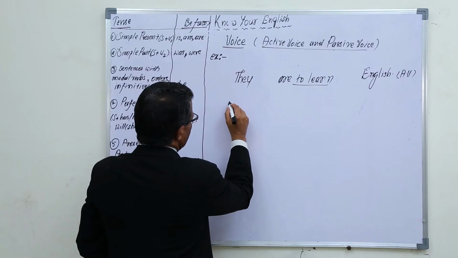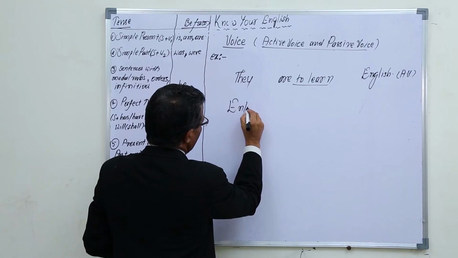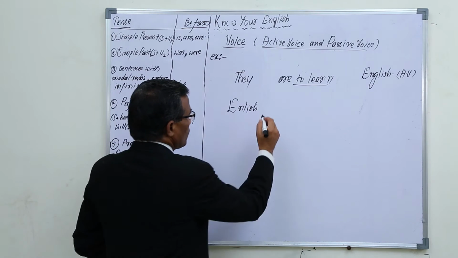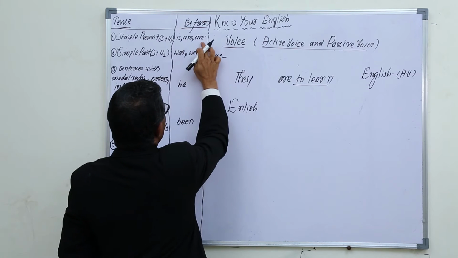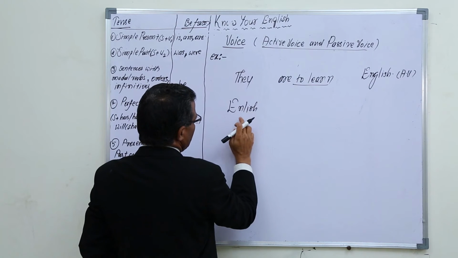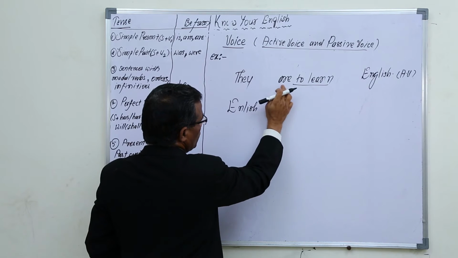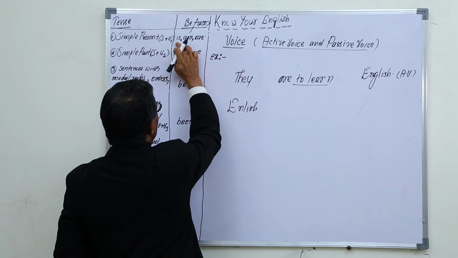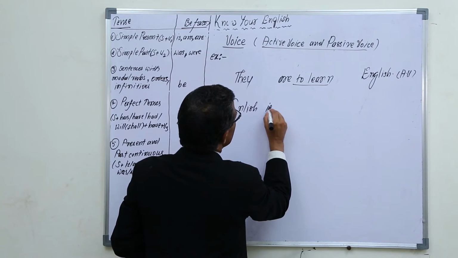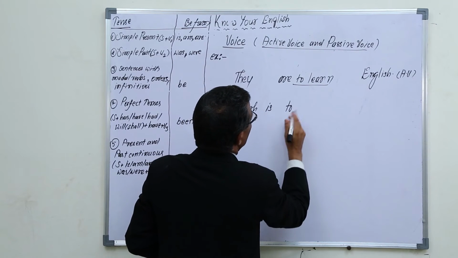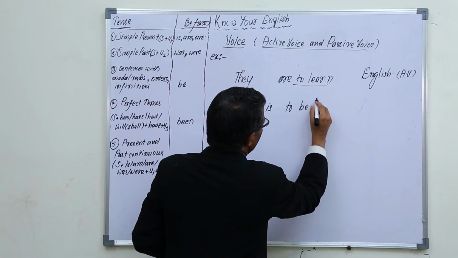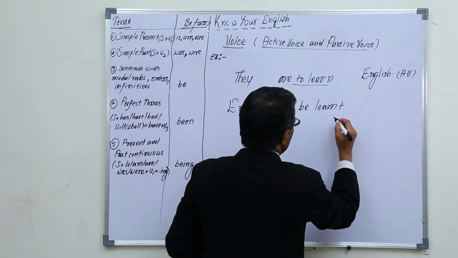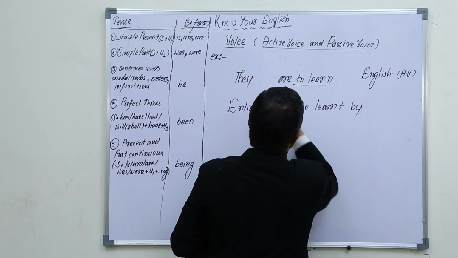Then again the same, English. To say that it is an infinitive-like sentence, we have to use is, am, are, of the same group, no? When are is there, the subject is plural. But English is the subject and it is singular. Then we have to use is. English is to, the same. Be form is be. Learn, third form learnt. English is to be learnt by them.